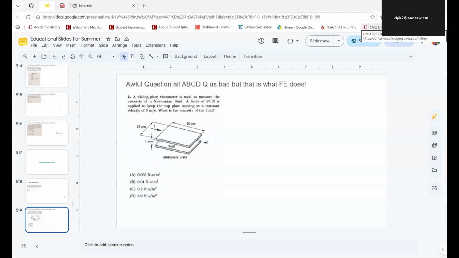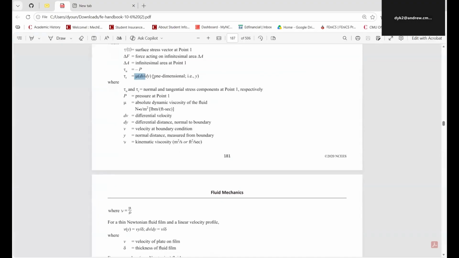A sliding plate viscometer is used to measure the viscosity of a Newtonian fluid. A force of 20 newtons is applied to keep the top plate moving at a constant velocity of 6 meters per second. What is the viscosity of the fluid? We go to the handbook and write it down. We have tau equals mu, viscosity, times dv, which is velocity, over dy.